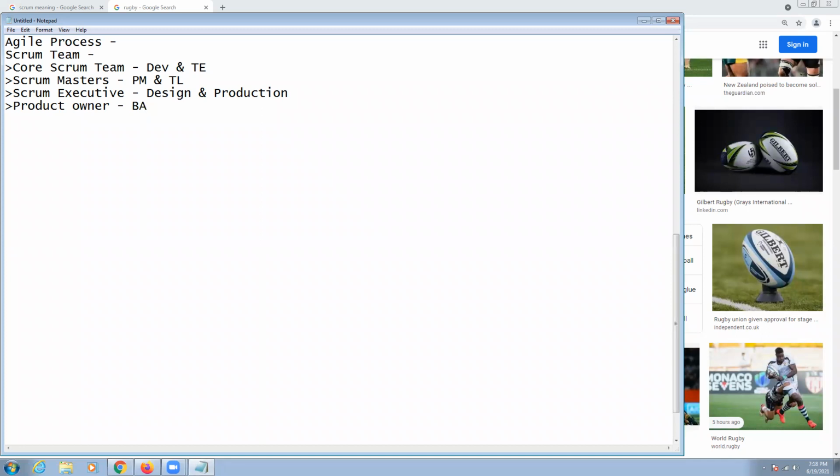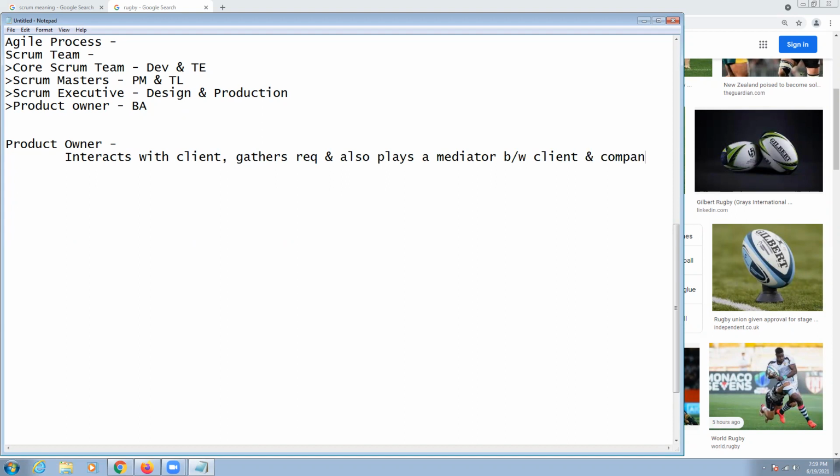So what is his responsibility? As we said, he is going to interact with the clients and gather the requirements. That is what we said in the requirements gathering phase. We'll add a few lines related to this person. Apart from gathering requirements and interacting with the clients, he also plays a mediator role between the client and the company. The product owner interacts with the client, gathers requirements, and also plays a mediator between the client and the company. That is his role.